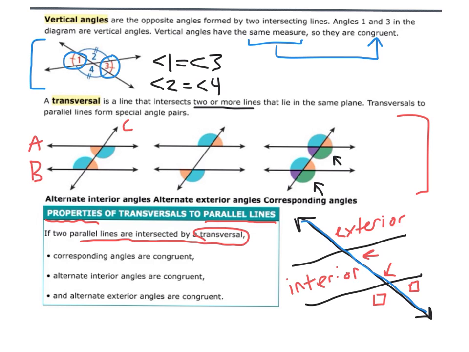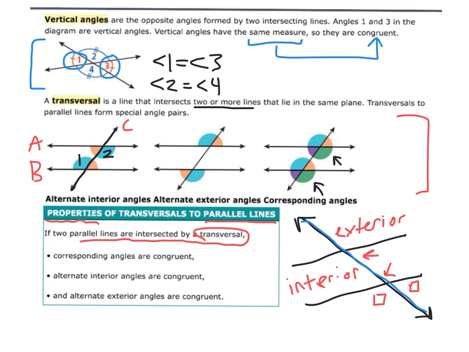Alternate interior angles are also congruent. So interior means inside the parallel lines. That would be like this angle and this angle. They're both inside the parallel lines. So if this was angle 1 and this was angle 2, they are interior, they're inside the parallel lines, and they're alternate because they're on opposite sides of the transversal. Alternate interior angles are also congruent.